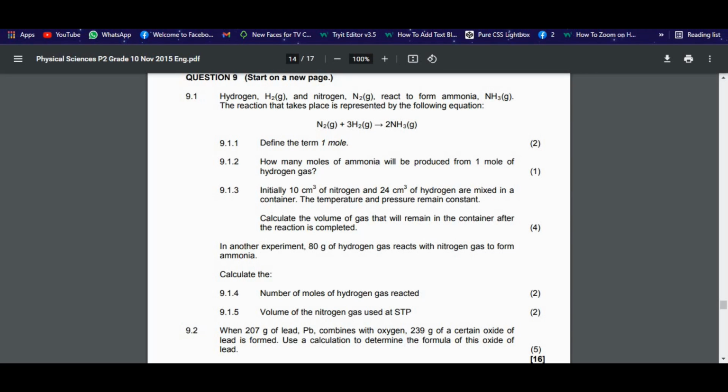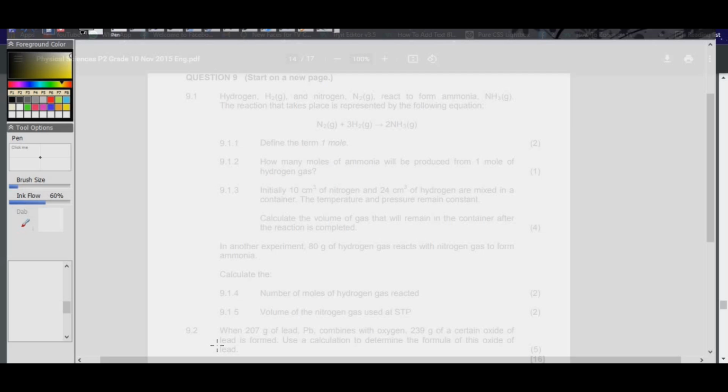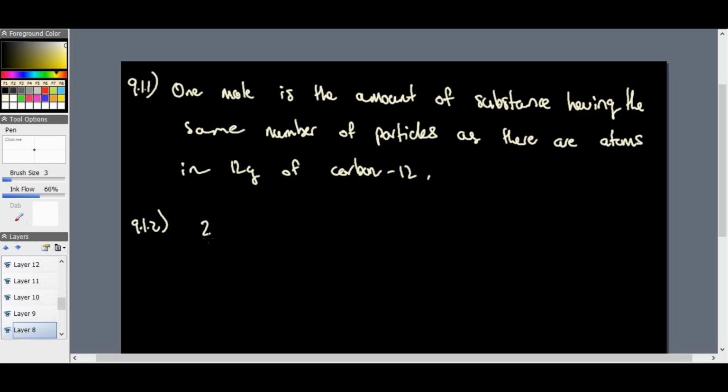So 1 mole of nitrogen plus 3 moles of hydrogen gives us 2 moles of ammonia. So we've got to take about 2 out of 3, which is going to equal about 0.67 mole, which is the amount of moles of ammonia that will be produced from 1 mole of hydrogen.